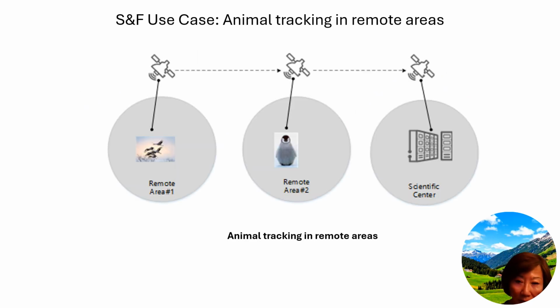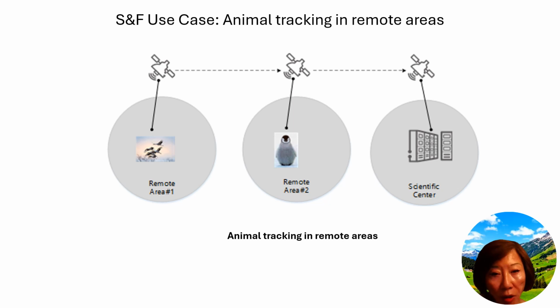Okay. We have several more diagrams coming up. These are use cases. They're very interesting use cases that demonstrate how this technology can be used. So this next one is an image illustrating the concept of animal tracking in remote areas. What it depicts is a scenario where satellite communication is used to facilitate wildlife research and monitoring in very remote locations. So what are we looking at here?